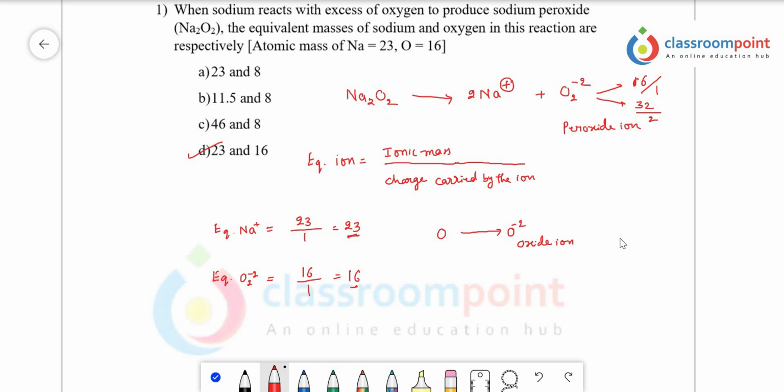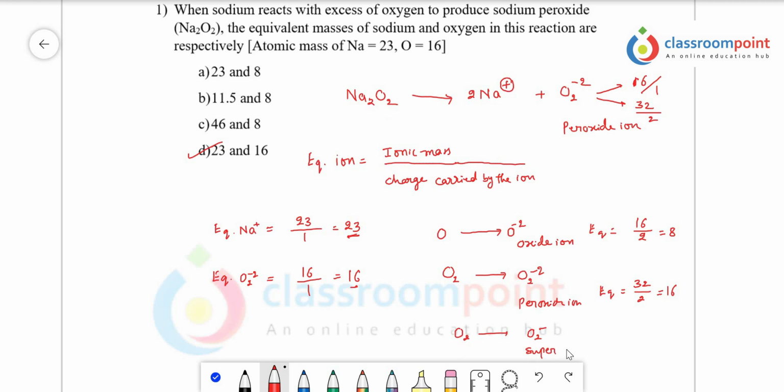When oxygen is converted to the oxide ion, then its equivalent mass is equal to 16 by 2, that equals 8. I am not writing the balanced equation, just the normal equation. See here, O2, peroxide ion I am writing, then the equivalent mass of each oxygen here, if you take combined, 32 by 2 is equal to 16.